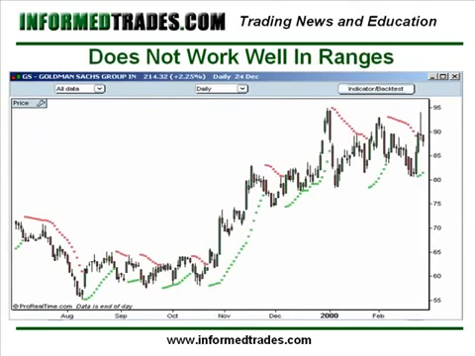The indicator does not work well at all in ranges, and as you can see on this chart of Goldman Sachs, if you do try and trade it in a range, you will get whipsawed a lot, you're going to get stopped out of positions, and you're not going to be very profitable. Probably going to take some good losses doing that.